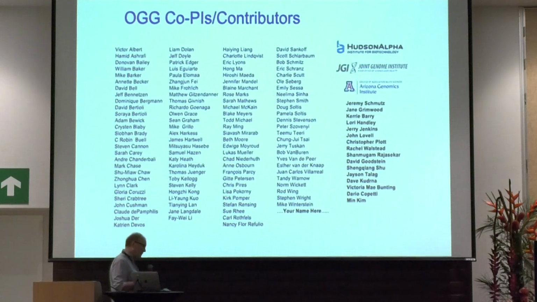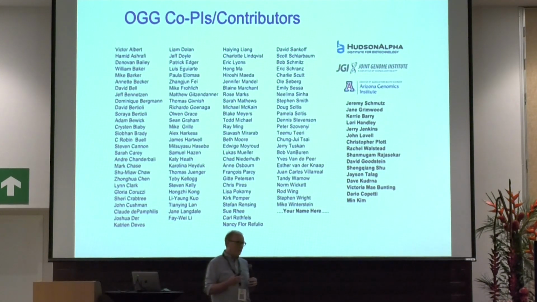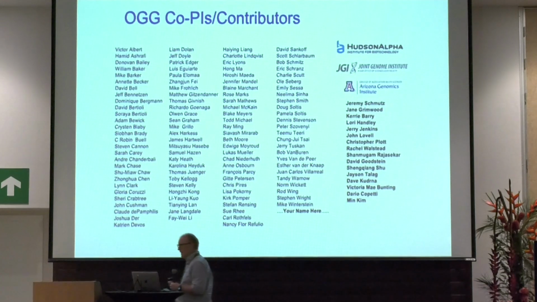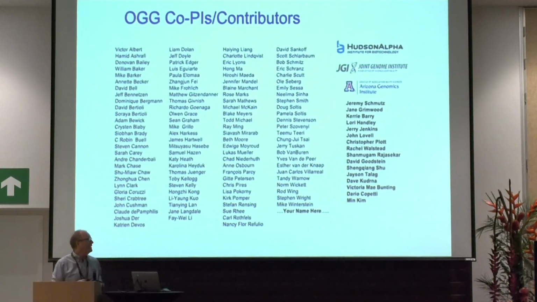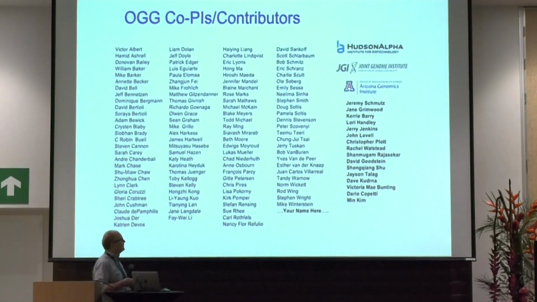This is a community grassroots project, in some ways modeled after 1KP. Lots of people from around the world are involved, and these are all the folks that signed on initially to contribute, or came in later and have been contributing. These are the people doing the heavy lifting at HudsonAlpha, Joint Genome Institute, and University of Arizona. Jeremy is the plant lead at JGI for plant genomics, and these others are doing various aspects of the data generation, the assembly, and the annotation pipeline.